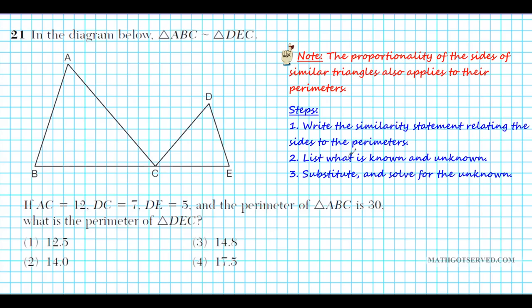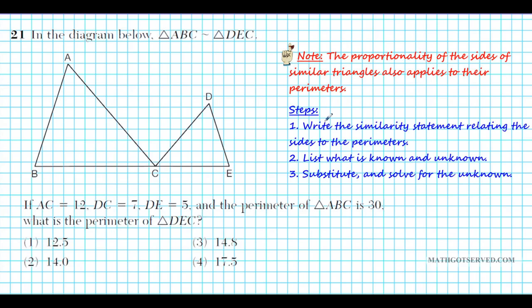Now, one thing you want to note is that the proportionality of sides of similar triangles, something that's a fact with similar triangles, also applies to the perimeter. Whatever that constant of proportionality is for the sides, the same applies to the perimeters of the two triangles. So the steps we're going to use are as follows.